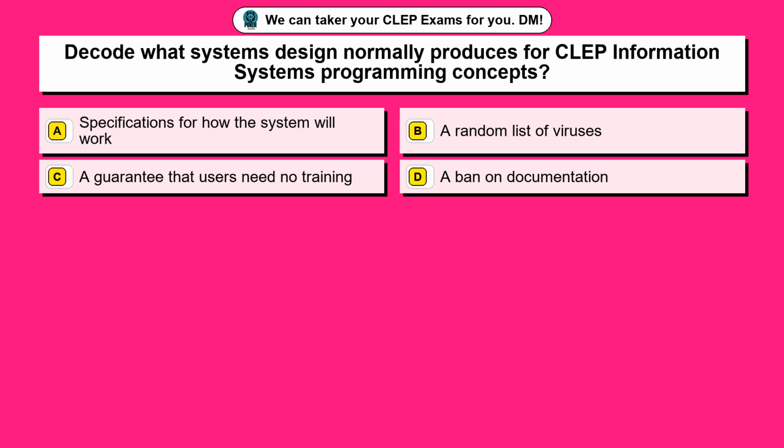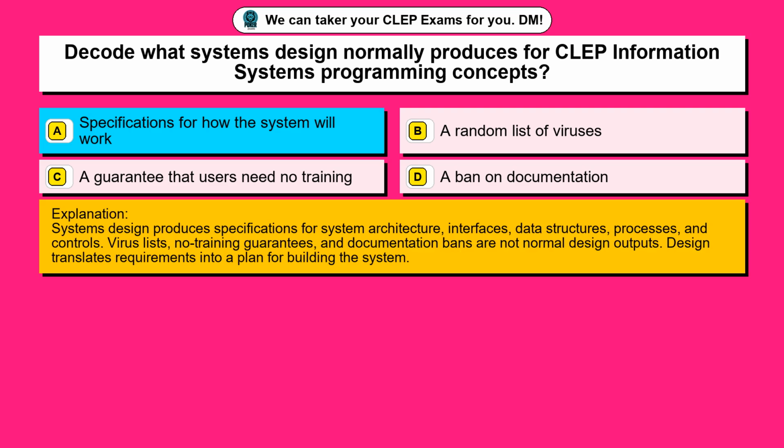Question 67. Decode what systems design normally produces for CLEP Information Systems programming concepts. Option A. Specifications for how the system will work. Option B. A random list of viruses. Option C. A guarantee that users need no training. Option D. A ban on documentation. The correct answer is option A. Specifications for how the system will work.